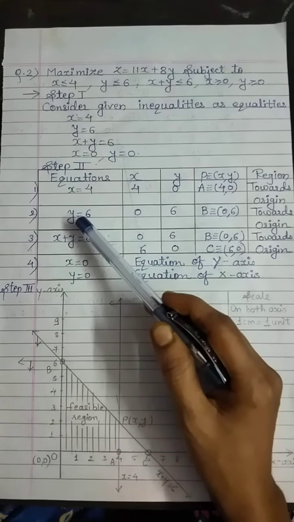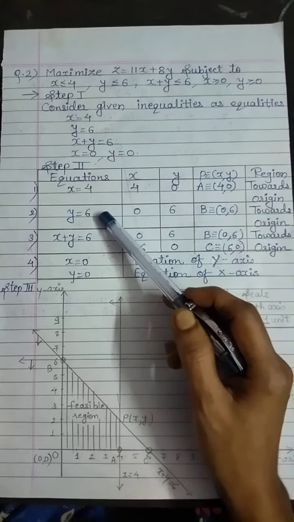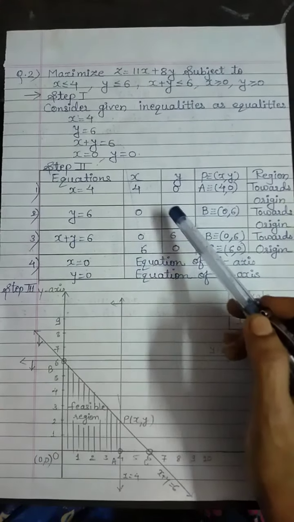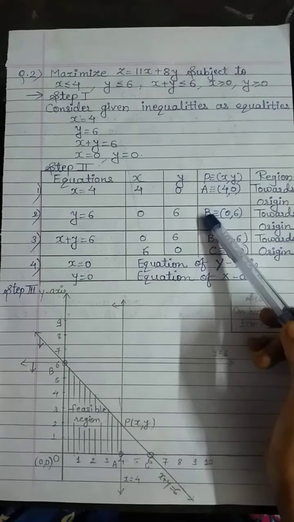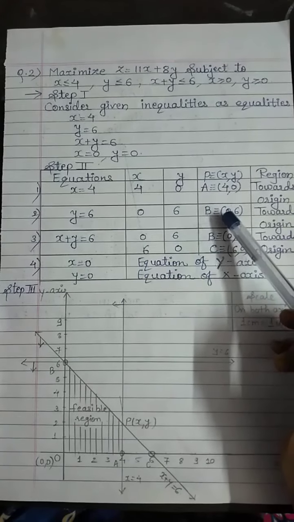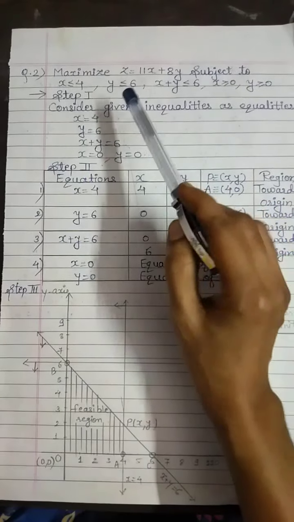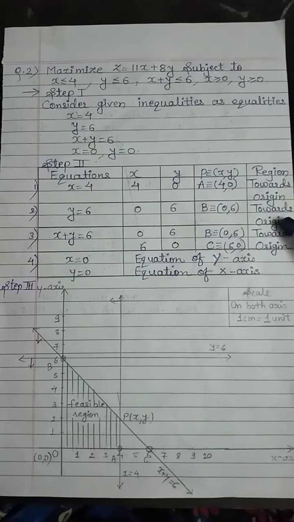Now second equation, y equals 6. Here also only one variable is present in the given equation, and that is y. The value is 6, so obviously x will be 0. So here also we will get only one coordinate, that is B(0, 6). And the inequality is facing towards the constant, so the region will be towards origin.